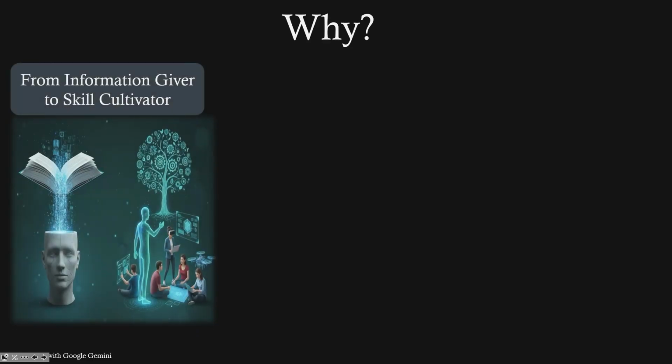Now, why are we learning about AI literacy? We are now transitioning from information givers to skill cultivators. So as educators in this generation, we're no longer just standing there presenting and overloading brains. We're now developing skill. The importance of skill is how we advance as a society, as people, as humans. We want to develop skills that we might not have.